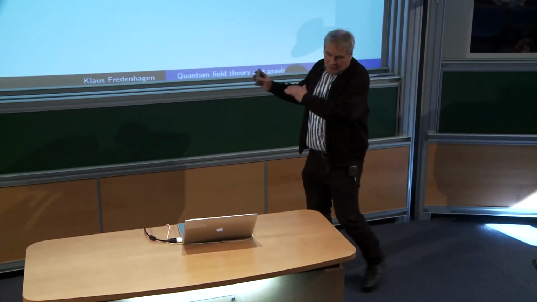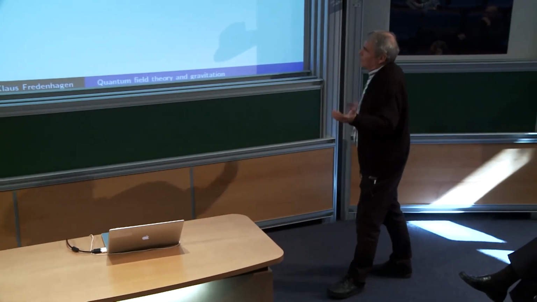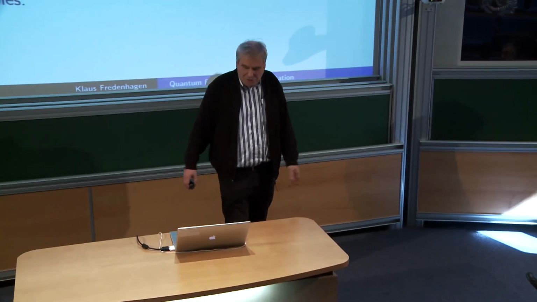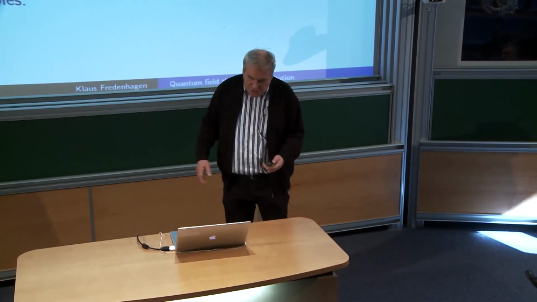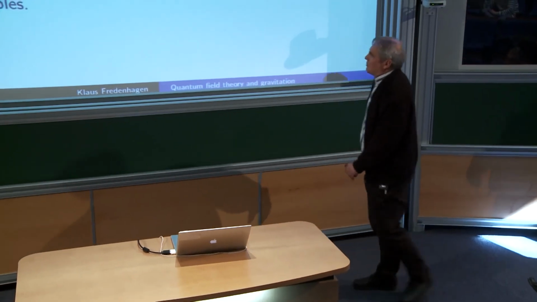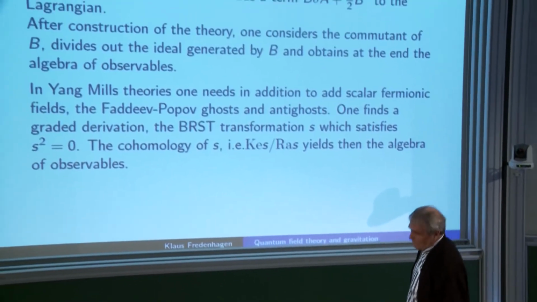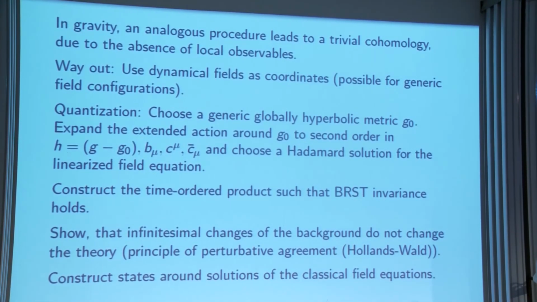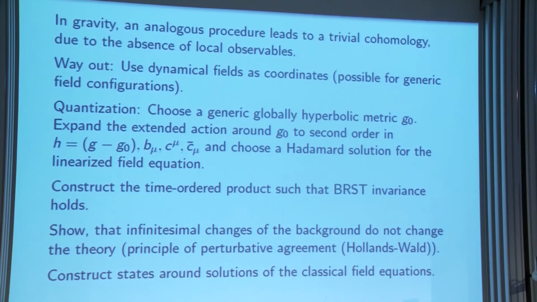Okay, but in Yang-Mills theories, we know how to do it using Faddeev-Popov ghosts and anti-ghosts. We have the BRST transformation. And at the end, we define the algebra of observables as a cohomology of the BRST operator. And we can try to do the same for gravity.